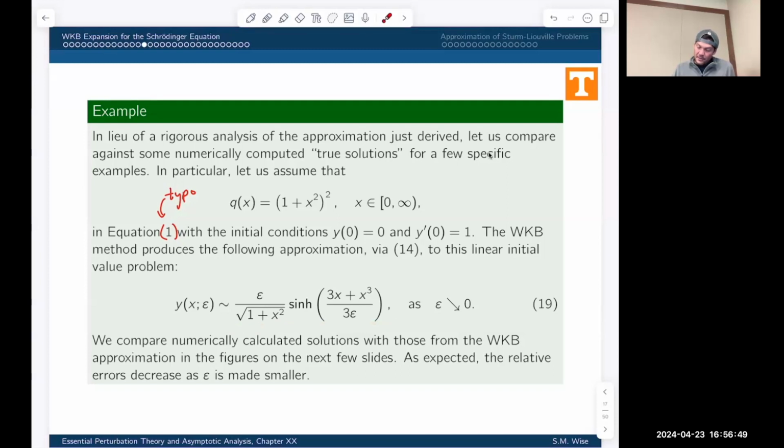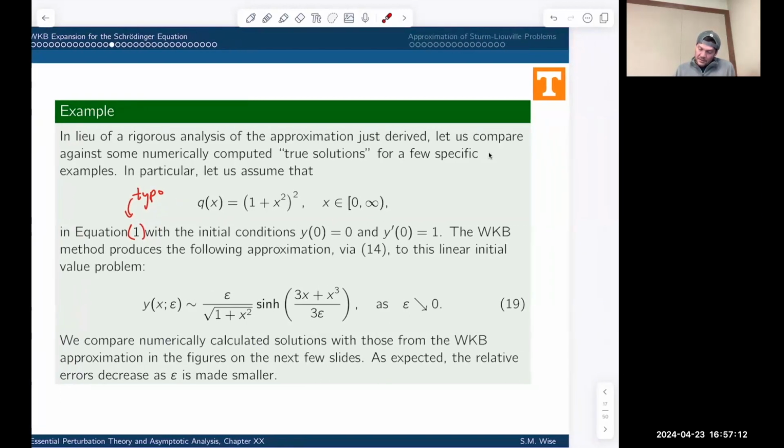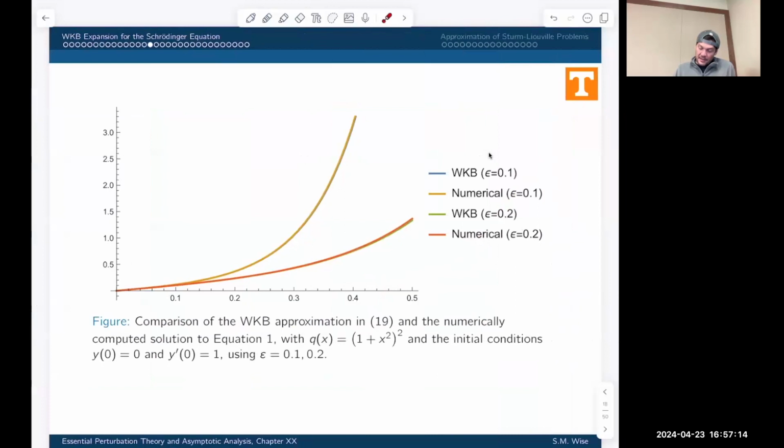And so what I want to do in this case is not go through the tedious derivation of this. I claim it's fairly simple because the square root of that can be integrated. What I do want to do is show some calculations that give at least numerical evidence that this is quite a good approximation. So let's have a look at the figures on the next few slides.